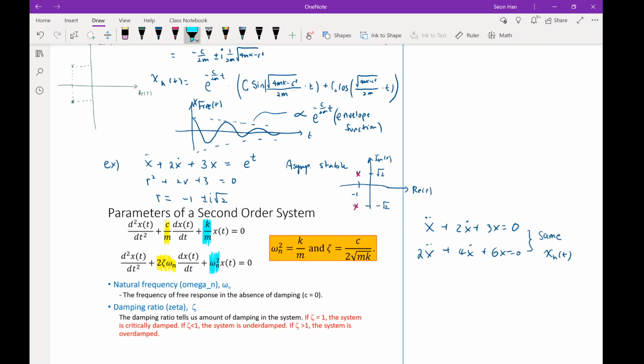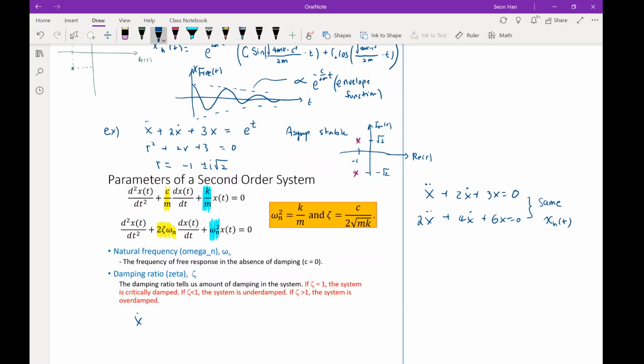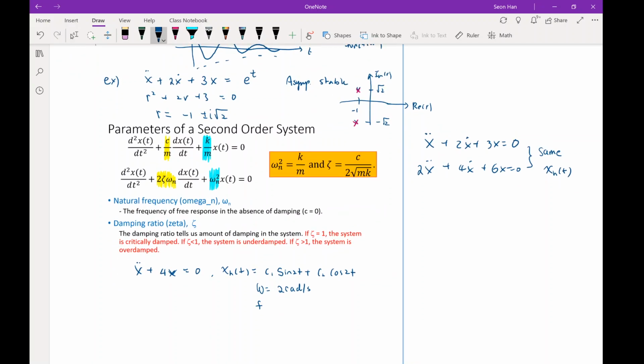Does it make sense? If you have a system x double dot plus 4x equals 0, what kind of solution do you have? That's equal to some constant c1 times sine 2t plus c2 times cosine 2t. So you have a frequency of 2 radians per second. It oscillates at omega equal to 2 radians per second. And what's the frequency in hertz? f is omega divided by 2 pi, so you have 2 divided by 2 pi hertz. What's 1 divided by 3.14? About 0.3 cycles per second.